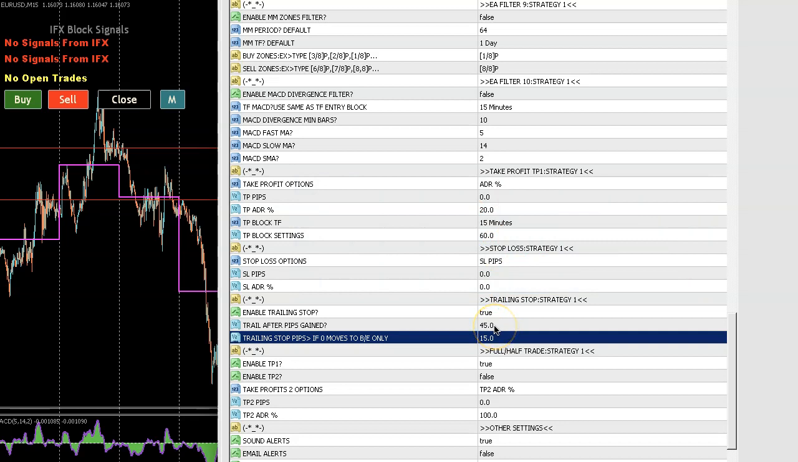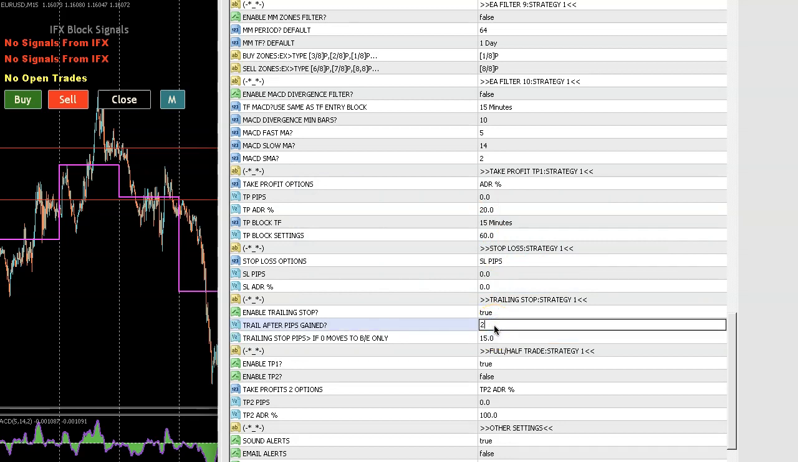So break it in half, let's say 25, or 23, which is more or less half of that. So if it moves 23 pips, the first initial 23 pips is going to move to break even, and then after another 23 pips, it's going to move 15 pips in profit.